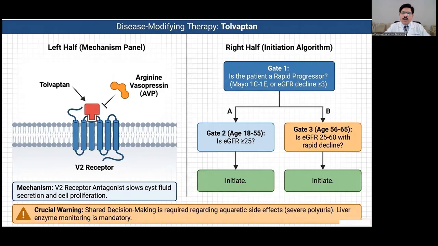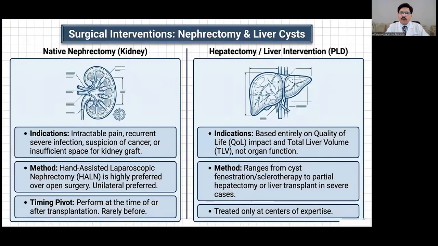You have got, and if the patient is between 18 and 55, and the GFR is more than 25, he is qualified for tolvaptan. Or if the patient is 55 to 65, but the GFR is 25 to 60, and with rapid decline, because of the higher age, they are qualified for tolvaptan. Okay. Now what do I do?